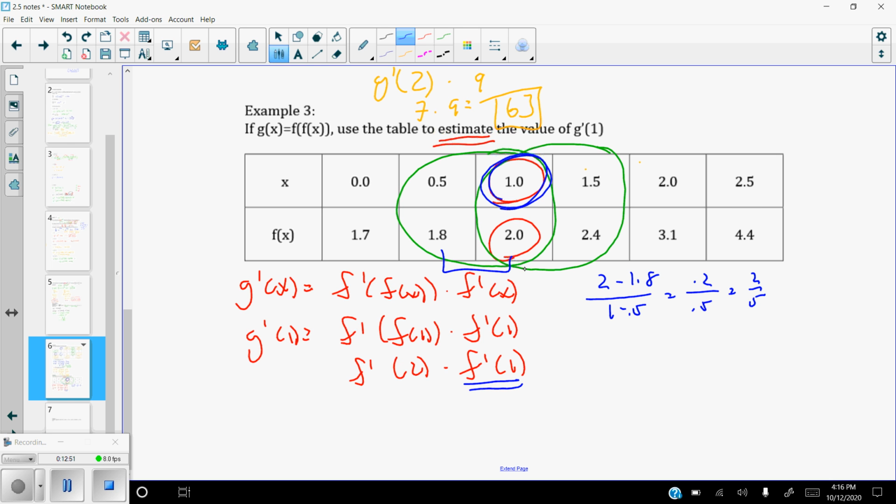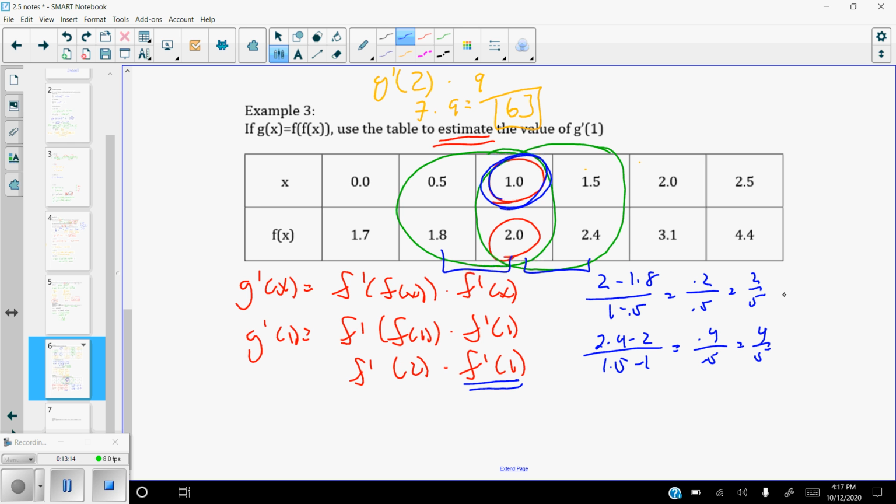But we can also do between here and then average the two values. So let's do that one as well. So we're going to get 2.4 minus 2, that's y2 minus y1, over 1.5 minus 1. So that's going to be 0.4 over 0.5, which is 4/5. Again, multiplying the top and the bottom by 10, you get 4/5.